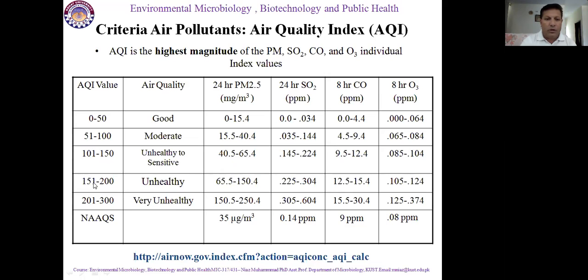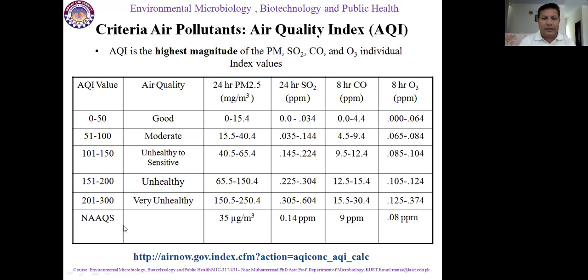If the air quality index is from 151 to 200, it is unhealthy. So that air is not good for human health. What will be the scenario? Particulate concentration will be 65 to 150 milligram per meter cube, and the sulfur dioxide concentration will be between this. Carbon monoxide concentration will be between this, and ozone concentration will be between this. It is very unhealthy when the air quality index is from 201 to 300: 150 milligram per meter cube particles to 250 milligram per meter cube, and the concentration of the other three indicators is this.